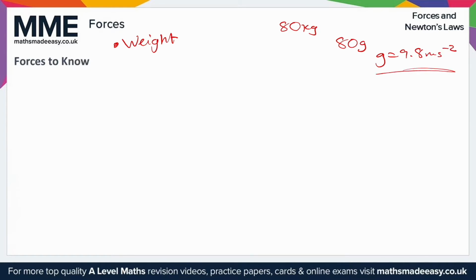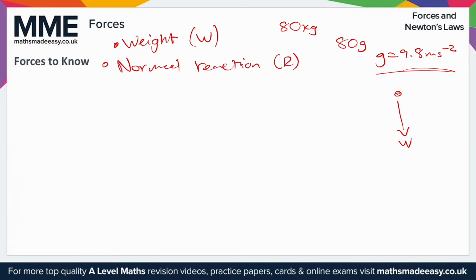Okay, next is the normal reaction. So by the way, we can say weight is the letter W normally. So say you've got a particle here and the only force acting on it is its own weight, you would label this arrow W. So next is the normal reaction. And we can give this the letter R for reaction.